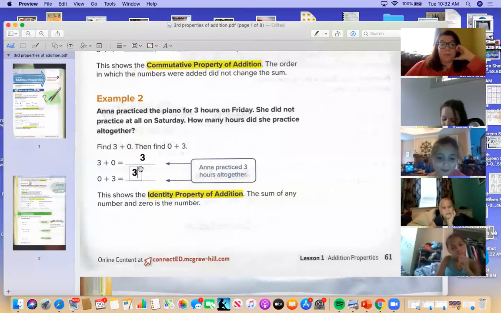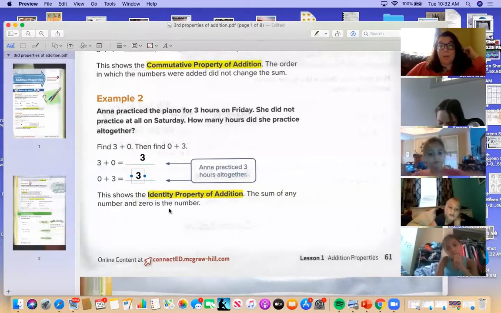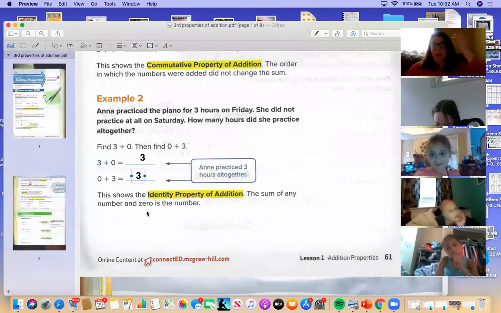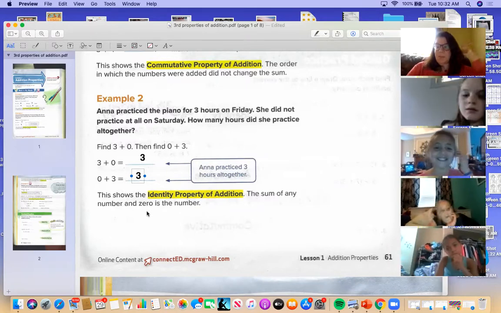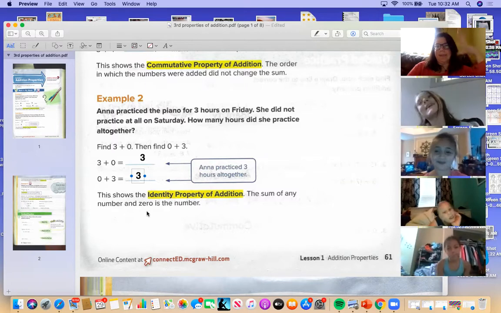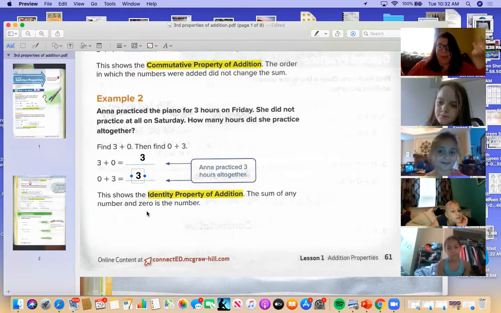So this was the commutative property, it didn't matter if we added 3 plus 0 or 0 plus 3. But when we add 0 to any number, this shows the identity property of addition. That means the sum of any number and 0 is the number. Identity. If I add 0 to me, it's still going to be me. Athena plus 0 is going to be Athena. Charlotte plus 0 would be Charlotte. Savannah plus 0 would be Savannah. And Heidi plus 0 would be Heidi. It's the same identity. Whatever that number is, you add 0 because you're not adding anything. It's still the number, right? So that's the identity property of addition.